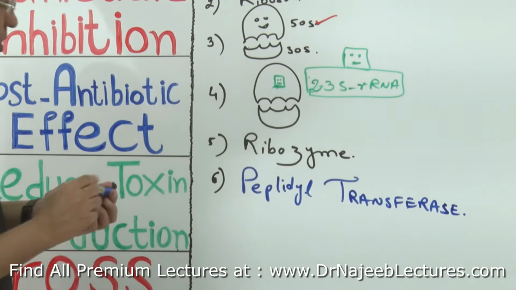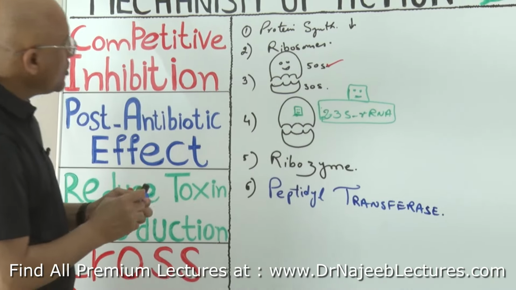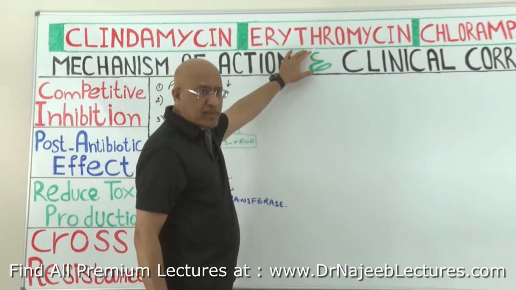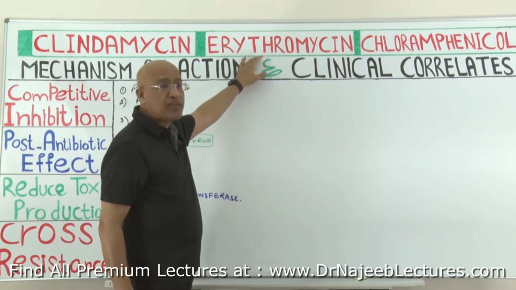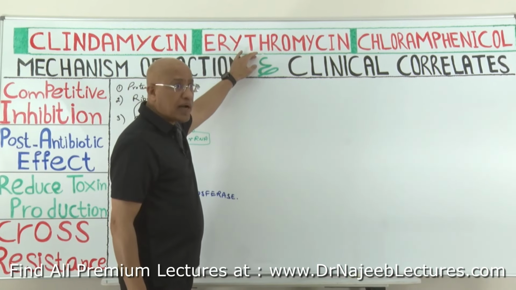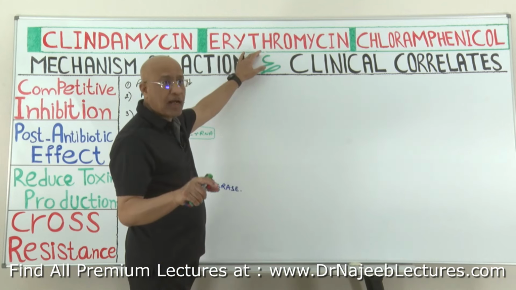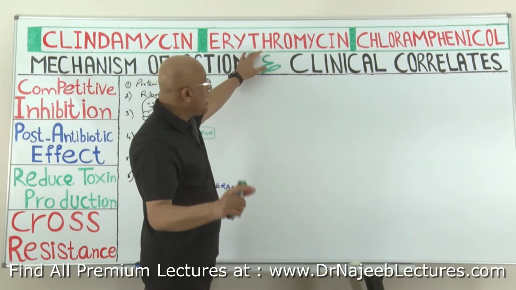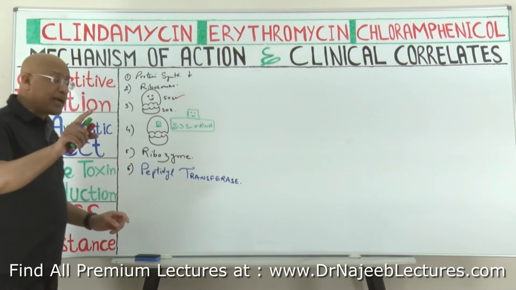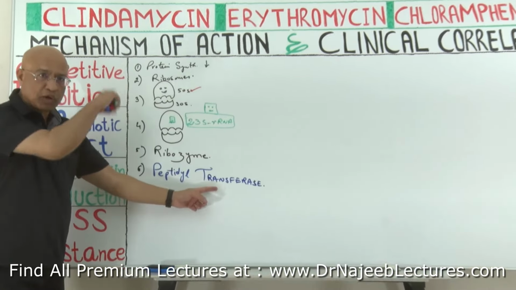Peptidyl transferase. Now what can you say? We can also say that clindamycin, or macrolides, which include erythromycin and some newer macrolides, which are clarithromycin and azithromycin, or some other macrolide group, all of it, and chloramphenicol, all of them actually work on a peptidyl transferase. Now I will go in reverse direction.